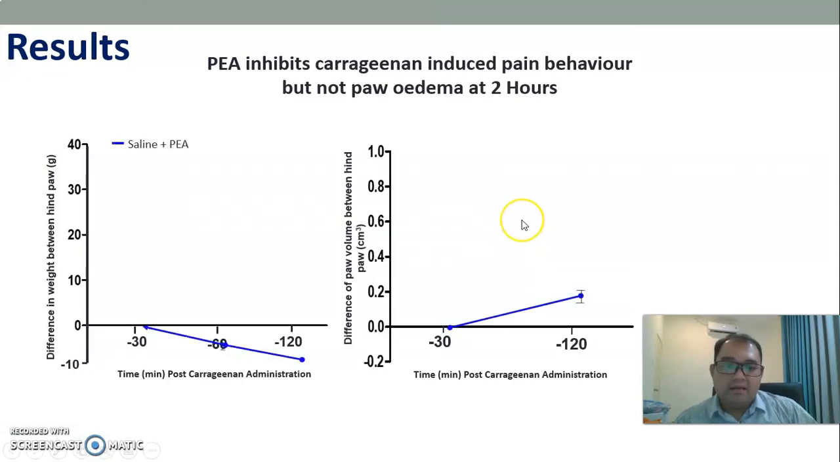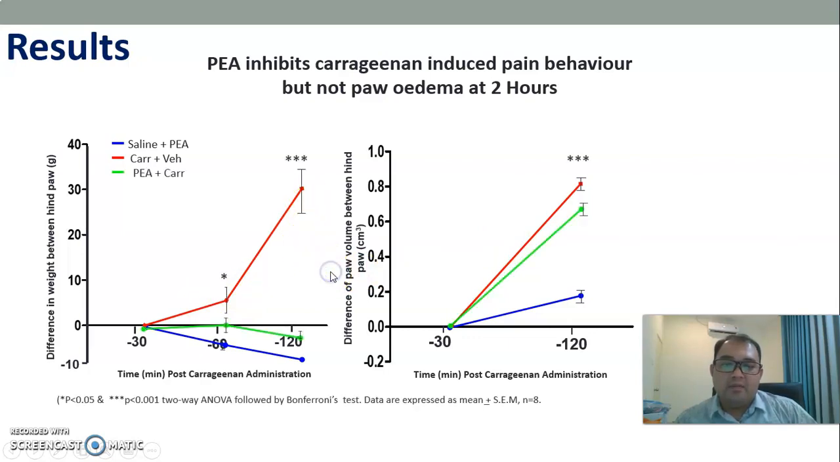And again, the results show that when we give the carrageenan, the animal experiences quite intense pain. You can see here that the red line increased very drastically. And when we pre-injected the animal with PEA, it shows that PEA again inhibited the pain at 2 hours. However, even though PEA inhibited the pain, it did not inhibit the swelling.